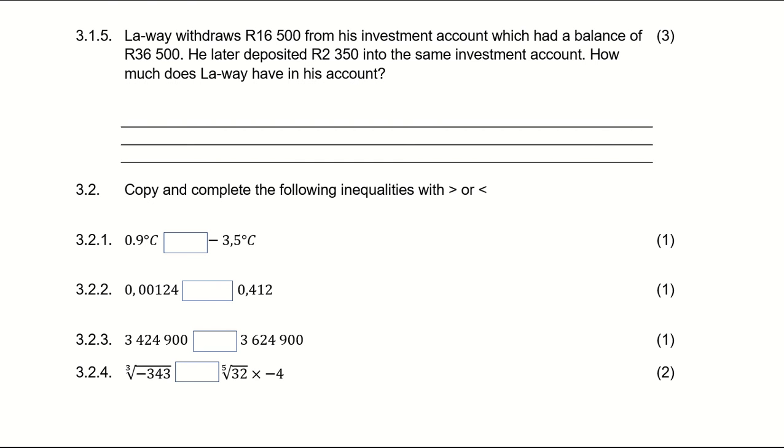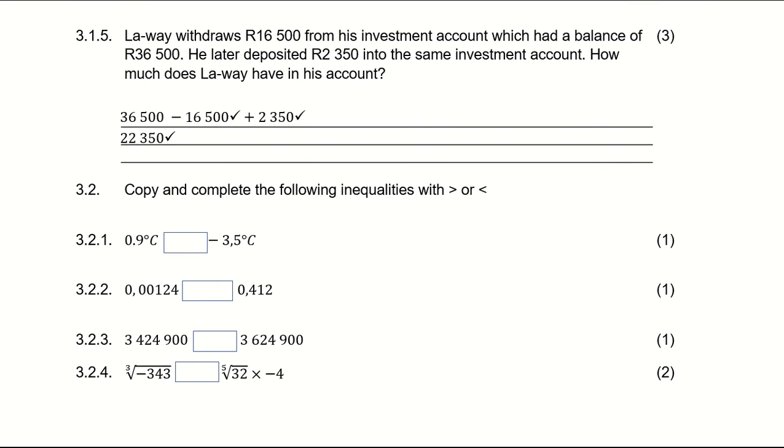And then it's basically because it's in the same investment account. How much does Laway have in his account? So let's start here. Laway had a balance of 36,500. Then she deposited 2,350. But at the beginning of the sentence, they said he withdrew 16,500. So 36,500 plus 2,350 minus 16,500 will give us the balance in his account, which will be 22,350.